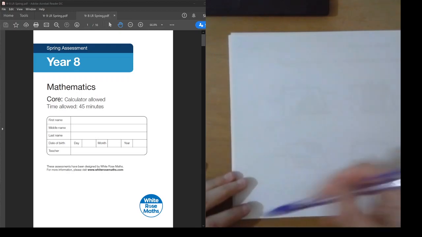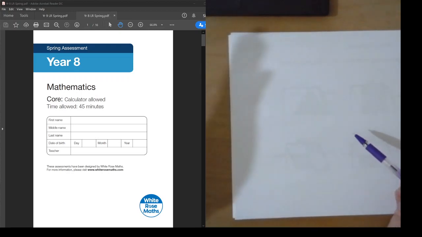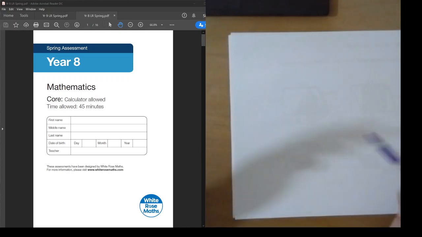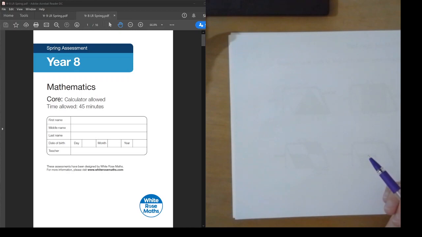So I'm just going to put the working out here. I've also got the paper shown on my computer screen, so you can see the answers next to the working, because I don't have a copy, so I can't do it on the copy. So let's just get started.